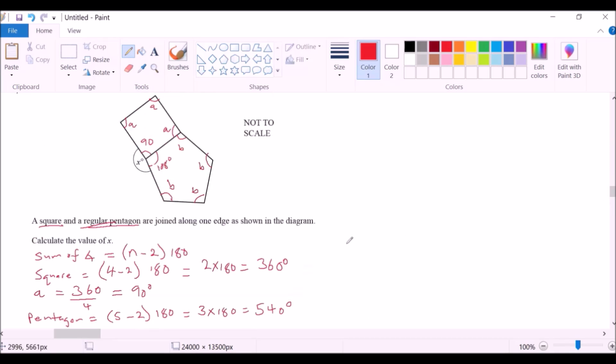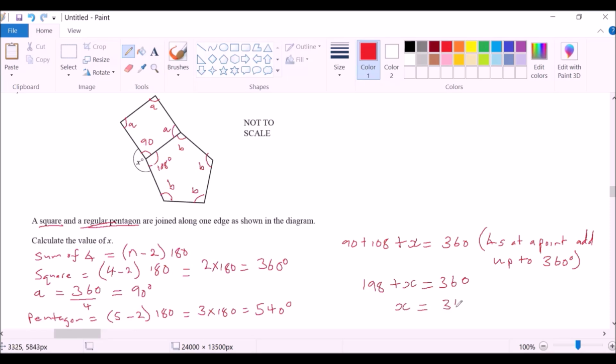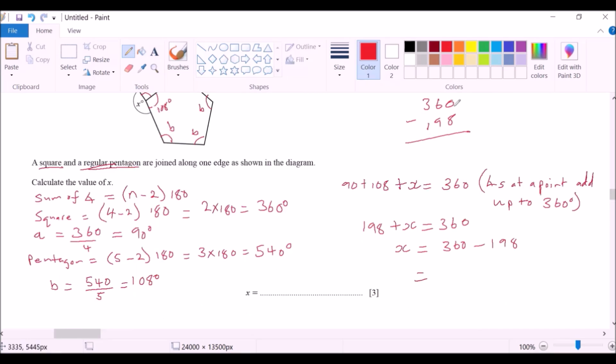So we can say 90 plus 108 plus x is equal to 360. Reason: angles at a point add up to 360 degrees. So 198 plus x is equal to 360. X is equal to 360 minus 198, which we can calculate like this. 0 minus 8. We borrow 1 there. This becomes 5 and this becomes 10. 10 minus 8 is 2.